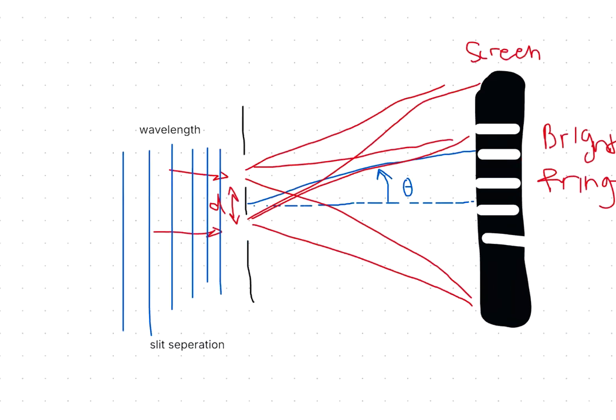From the center line to the bright fringe we care about, there's an angle theta over here. And the light coming through has a wavelength of lambda.